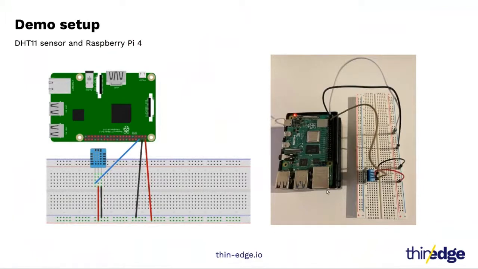Here, as you can see, I have a temperature and humidity sensor. This sensor is connected to a Raspberry Pi 4 via a GPIO pin. What I want to achieve here is to monitor the temperature and the humidity coming from the sensor on IoT cloud platforms, namely Cumulocity IoT and Azure IoT Hub.